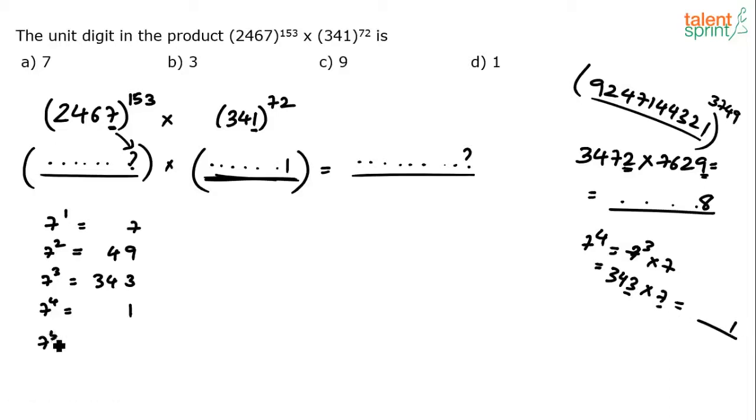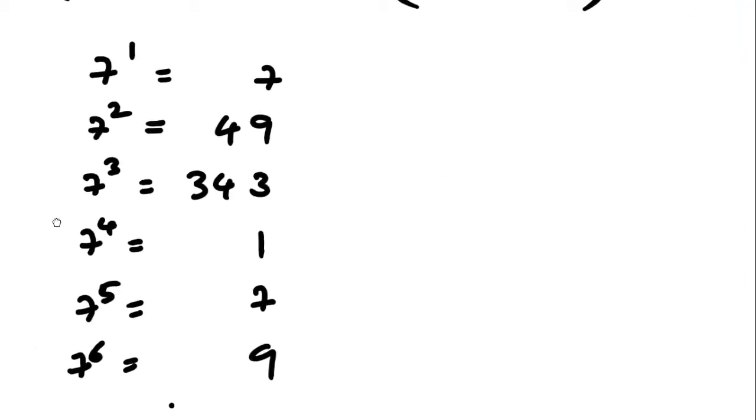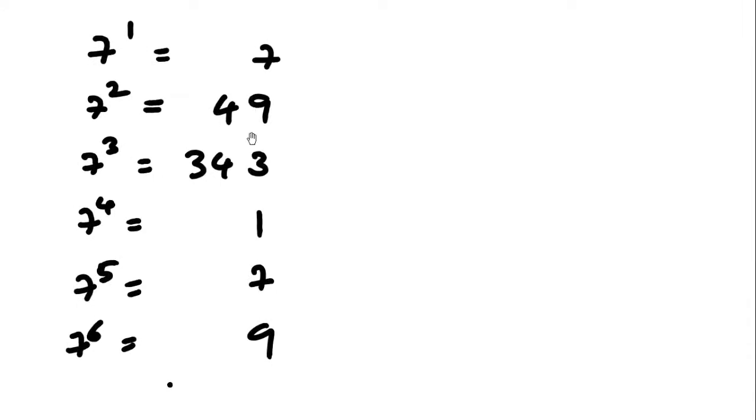Again, if I look at 7 power 5, it is 7 power 4 into 7. So 1 into 7, 7. 7 power 6, 7 into 7, 49, so ends in 9, and so on. This is what we have, right? If you look at 7 power 1 to 7 power 6, and you can continue this further, 7 power 7 will end with 3, and so on.